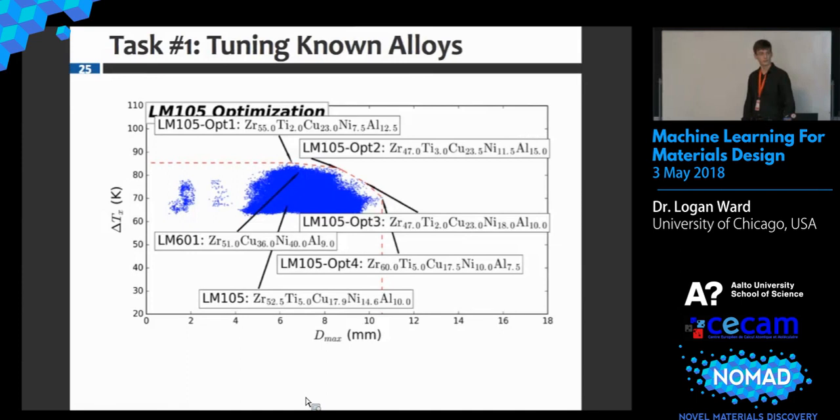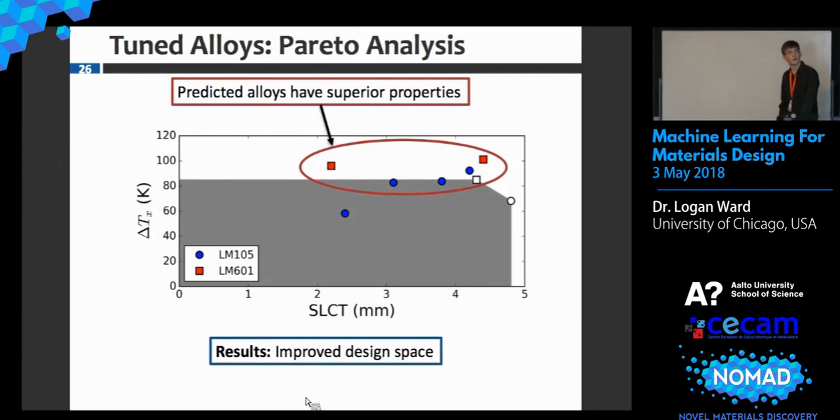We did this both for the LM601 alloy and the LM105, which has titanium, which I believe is included for corrosion resistance. Our experimental collaborators then tested these alloys using their conventional commercial processing methods and found that three of our six predictions did indeed exceed the base alloys. This chart shows the experimentally measured casting thickness. Here we measured it using the strength-limiting casting thickness method and the supercooled liquid range. The base materials are shown in the unshaded blocks, and our predicted machine learning alloys are in the colored ones.